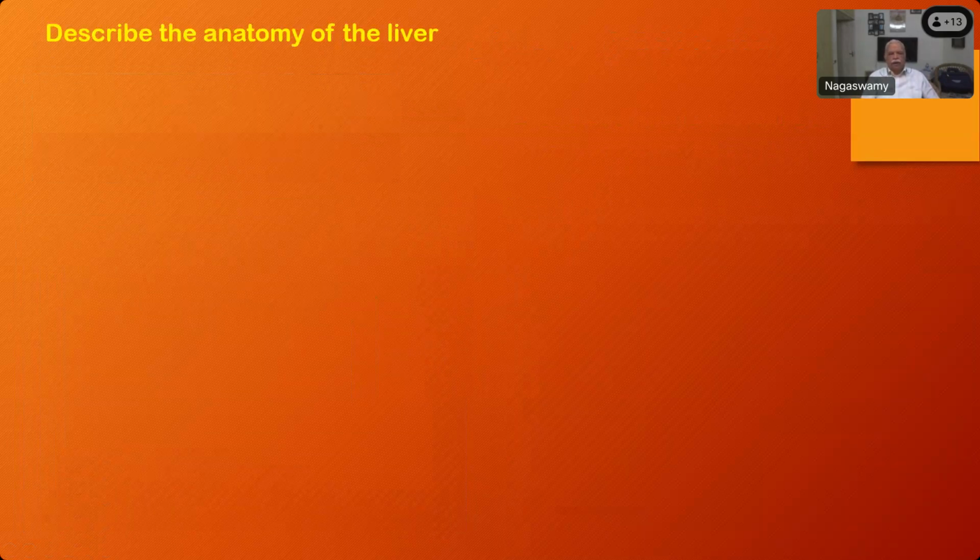Now describe the anatomy of the liver. So going back to some basics, you may sometimes get a theory exam question: describe the anatomy of the liver. This is the question. What will you answer for this? What is the normal size and weight of the liver in our body? Is it the largest gland or the smallest gland in the body? Largest gland in the body.